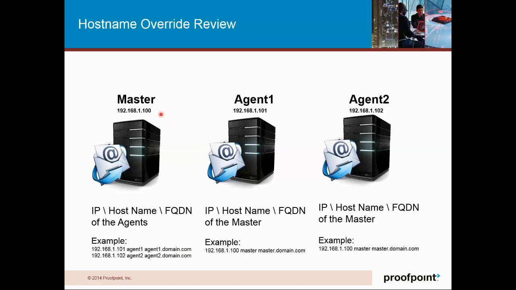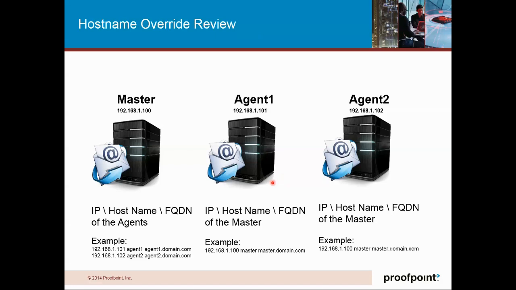In this example where you see the master has an IP address of 100 and the agents have an IP address of 101 and 102, the master needs to know about the agent and how to find it. So we put in the IP address, the host name, followed by the fully qualified domain name. Now the agents only need to know one thing, and that is where to find the master.